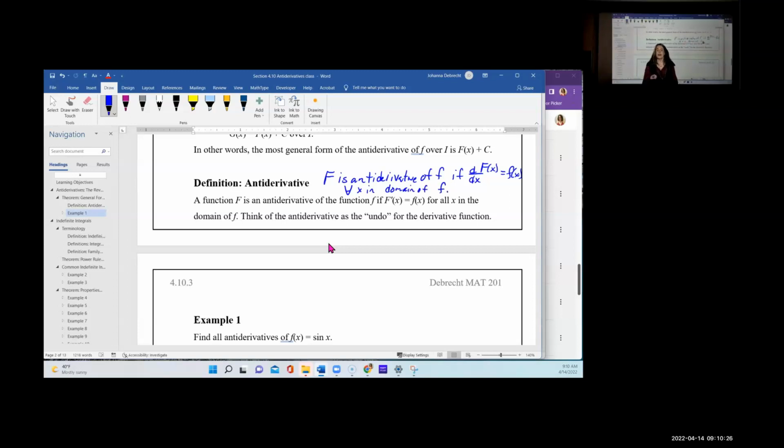And you can think of that as an undo function for the derivative, and that's basically what it is. So we're going to practice taking the undo function for the derivative. We're going to practice it a little bit, and then we'll be looking at other ways of notating the antiderivative function. Okay.